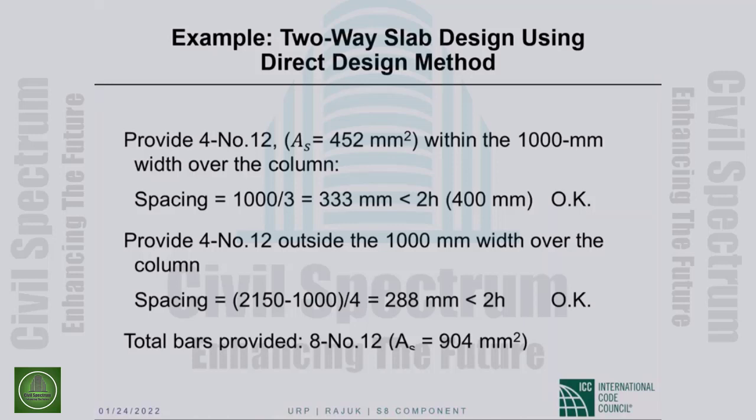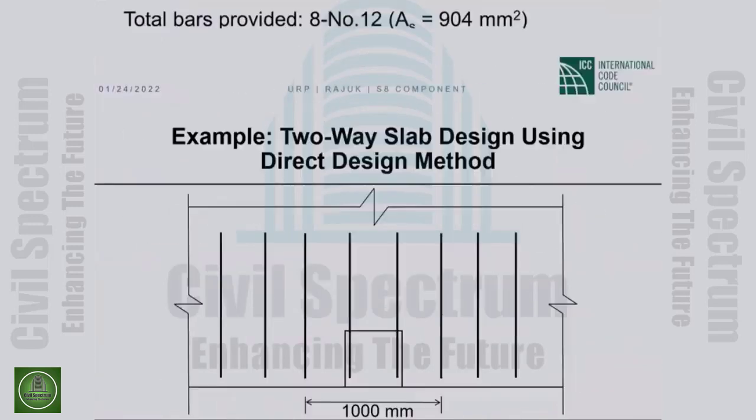Our column strip width is 2150. So outside of the 1000 millimeter moment transfer band, we will provide 4 number 12 bars. The spacing of those bars is still less than 400 millimeters, so we are fine. So we are providing 8 number 12 bars in our column strip.